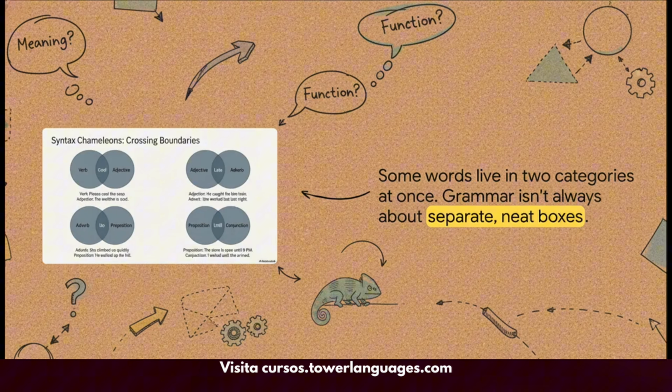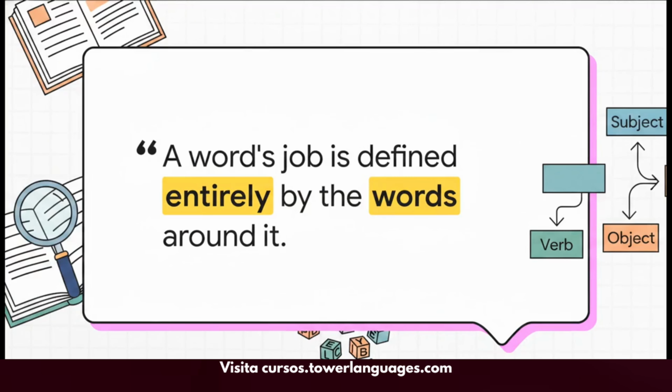And some words can literally live in two categories at the same time. Is the word cool an action or a description? Is late describing a noun or a verb? The answer is, it can be both. Using a Venn diagram like this is a perfect way to show your students that grammar isn't always about clean, separate boxes.